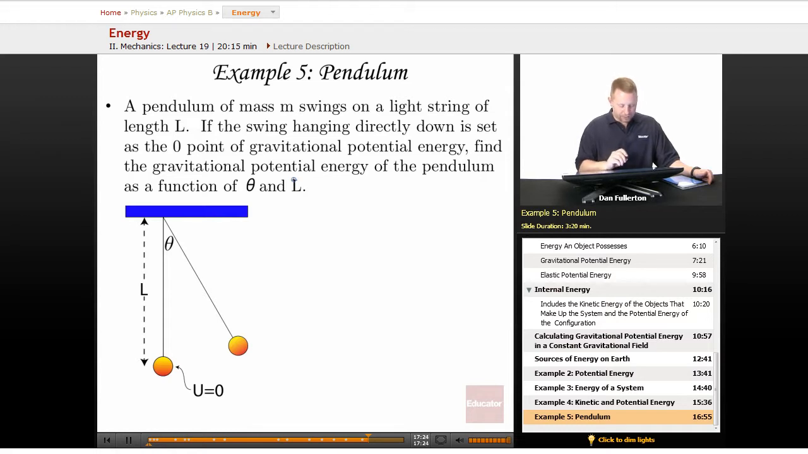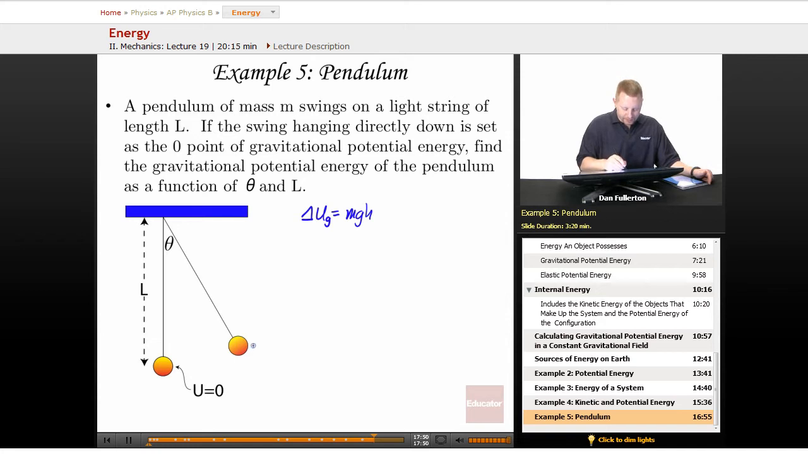Well, let's think about what's going on here. At the highest point here, it has gravitational potential energy. As it swings down, it all becomes kinetic energy. We're trying to find the gravitational potential energy of the pendulum in terms of theta and L. Well, we know that change in gravitational potential energy is going to be mgh.